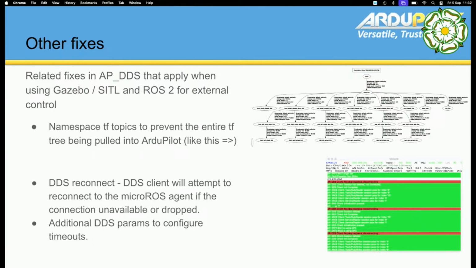So on the side here, you can see this is the transform tree for a rover with lots and lots of joints and things. You're not really interested in most of this stuff in the flight controller, so you can prune that off. Something to make it easier is just reconnecting. So if DDS drops, it reconnects. There are various other bits and pieces in the Gazebo DDS simulation interface that we've been fixing.